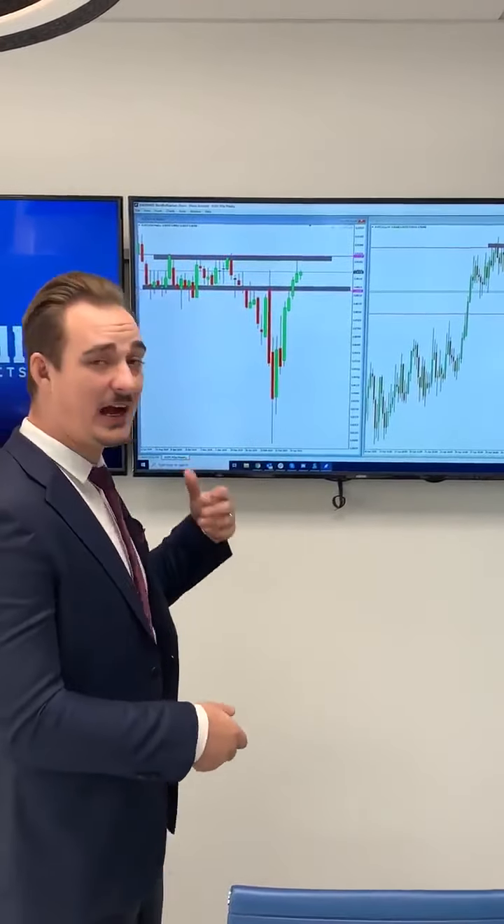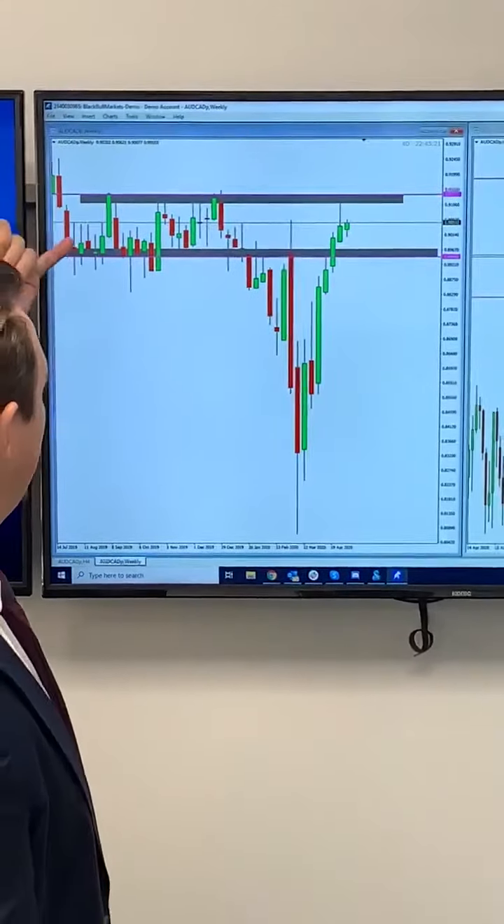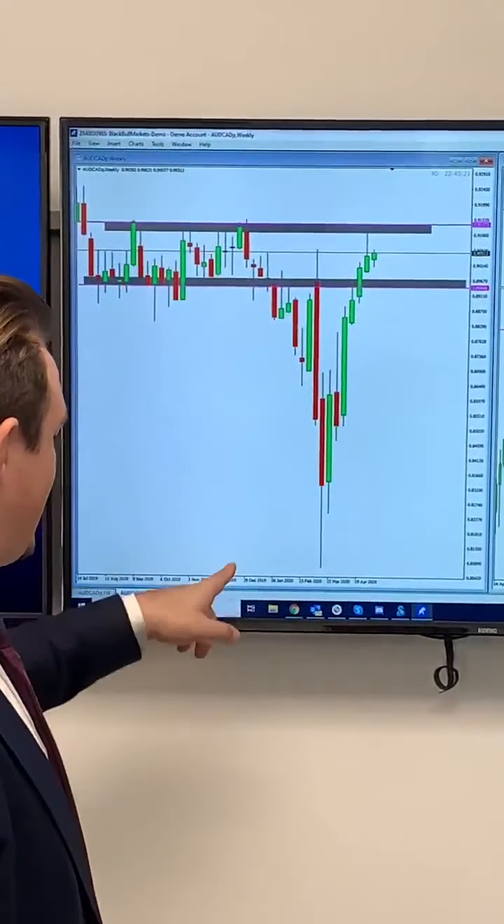Now we do know in a couple of hours we've got RBA rates coming out. So currently what we're seeing here on this weekly time frame, we can see we had this consolidation back here in December of last year.